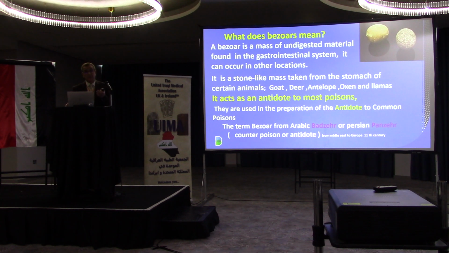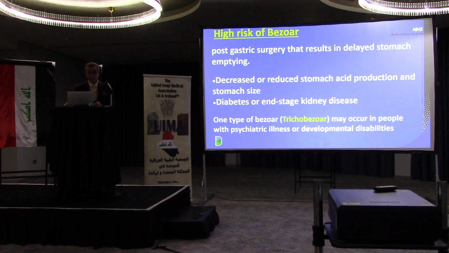So for so many years they used this bezoar as an antidote because it is a collection of different regions and different material, and you can get an antidote from that material. The people at high risk of bezoar are patients post-gastric surgery because of delayed stomach emptying or reduced stomach size after some operation, or patients with diabetes or end-stage renal failure, who can also get delayed gastric emptying.